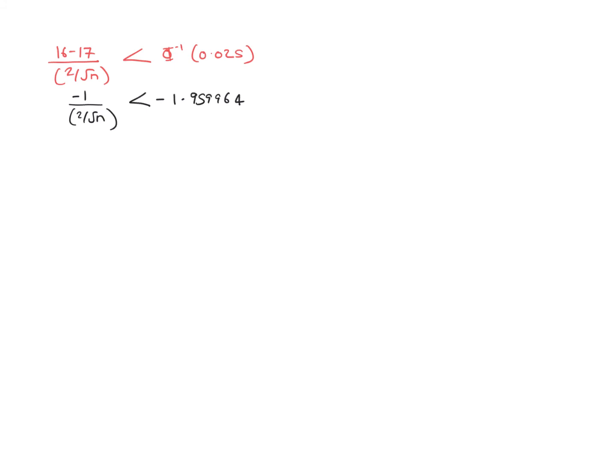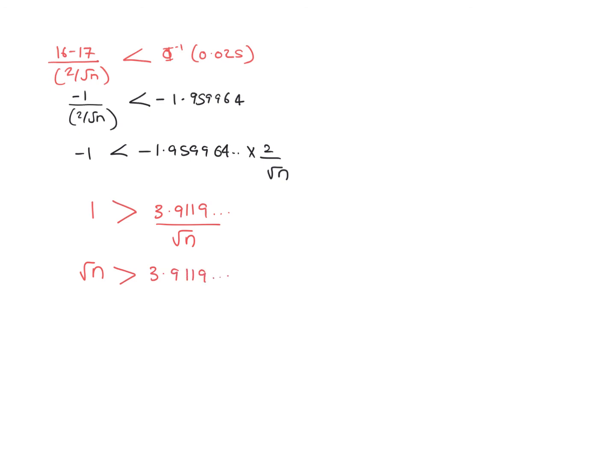So I'm going to multiply both sides by 2 over root n. That's a standard deviation. It's always positive, so that's not going to have any effect on the inequality. But I'm also going to multiply both sides by negative 1 to get rid of the negatives, which will result in the inequality sign being reversed. So I have 1 is greater than 3.9119... over root n. Multiply both sides by root n, which is absolutely fine because root n is not a negative value, so there's no need to change the direction of the inequality sign.